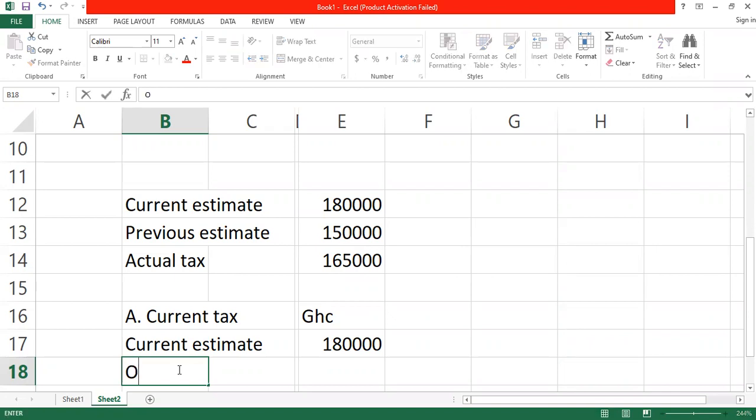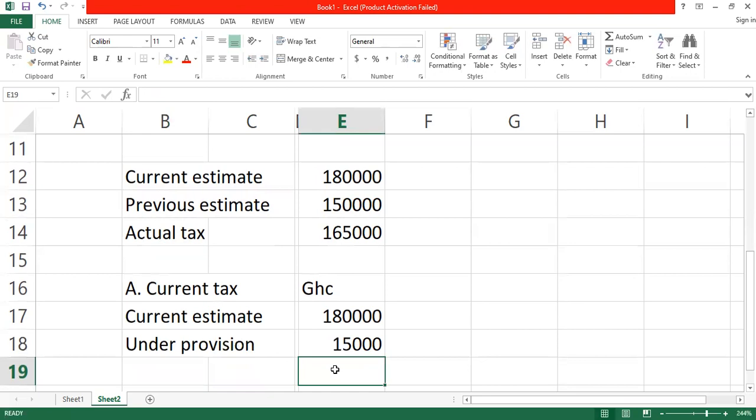So we have under what? Under provision, yes. Under provision of 15,000. So what will be the total current tax that will be shown? 195. The 180 is the one that we are going to subtract from this year. But 15,000 was not subtracted from the last year. So just come and add it to know the total amount that you are going to subtract.